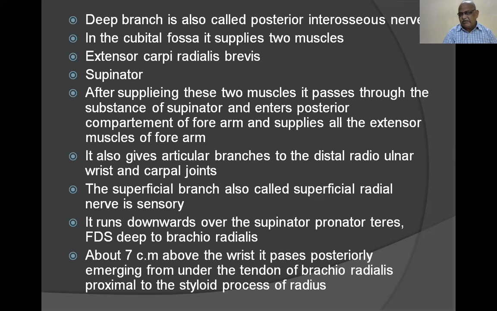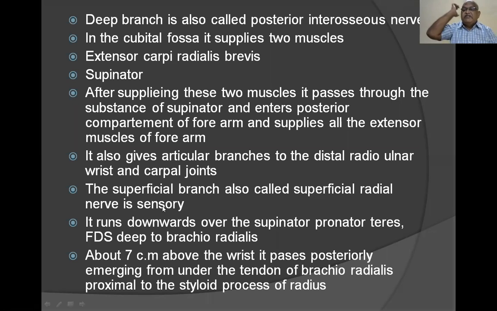The radial nerve starts in the brachial plexus from the posterior cord, enters the cubital fossa and ends at the level of the lateral epicondyle into deep and superficial branches. The deep branch of the radial nerve is called the posterior interosseous nerve. It supplies all muscles in the posterior compartment of the forearm. It also gives articular branches to the distal radioulnar, wrist and carpal joints. The superficial branch, also called the superficial radial nerve, is sensory.